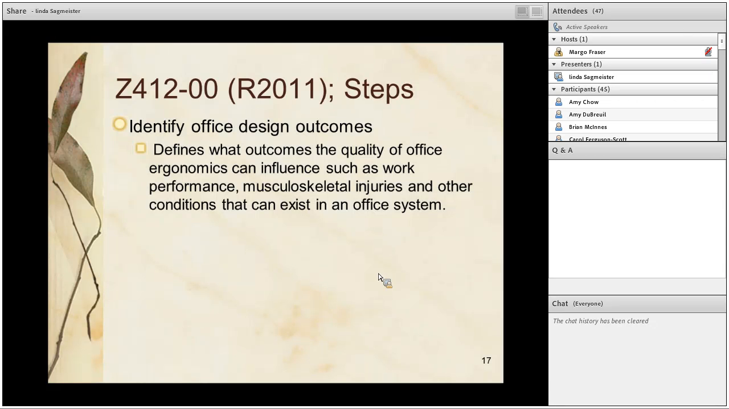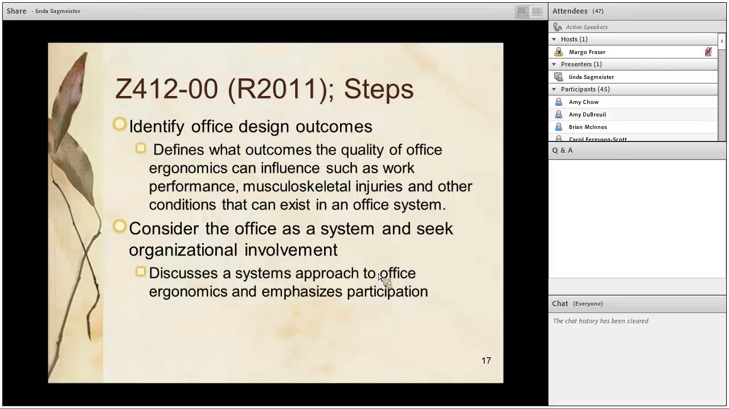At the end of the book itself, these checklists reappear for use by themselves. Step 2 is considering the office as a system and seeking organizational involvement. So in this case, we move to the systems approach, which is very important and is often forgotten when people are really just worried about the furniture they're going to be in. It shows what people should be considering as being part of a system.